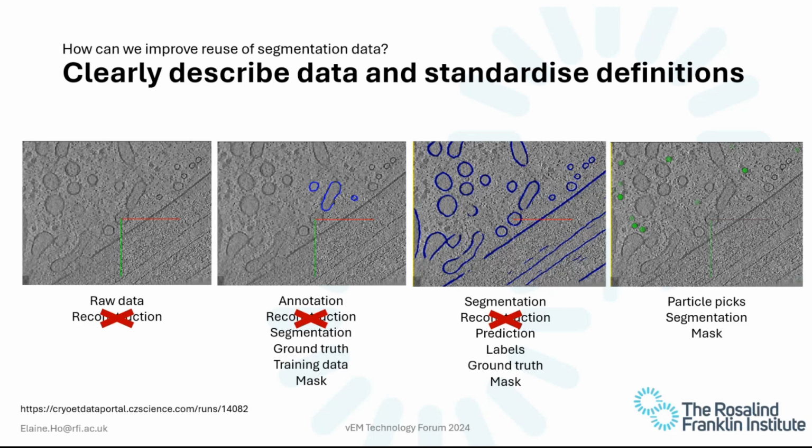So I'm going to cross out a few words here that are dangerous to use, which are easily misinterpreted. First we've got reconstruction, which is used for raw data, but also maybe for segmentations. There's also ground truth, which means something very different in AI than it does in microscopy. And the last one, which I've touched on before, was segmentation. A particle pick is not a segmentation, but sometimes it's described as such, so that can be misleading.